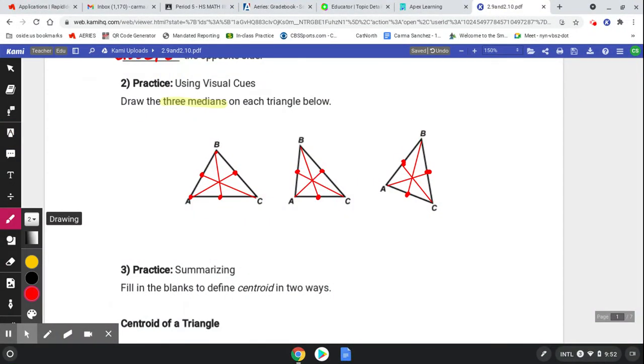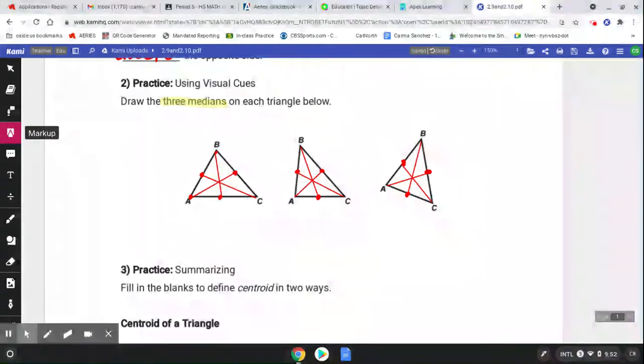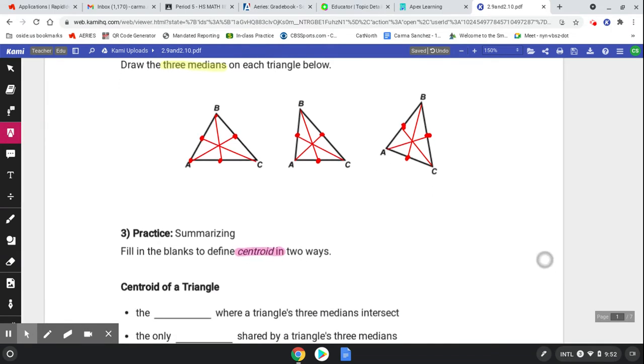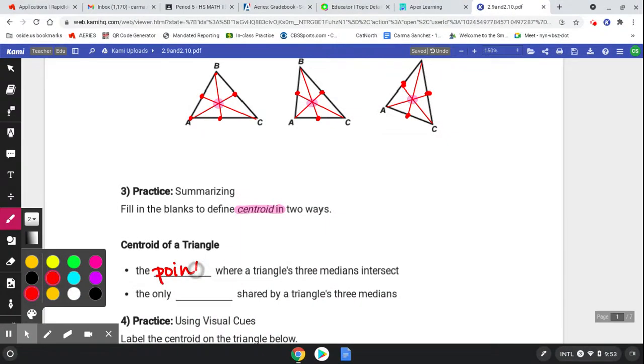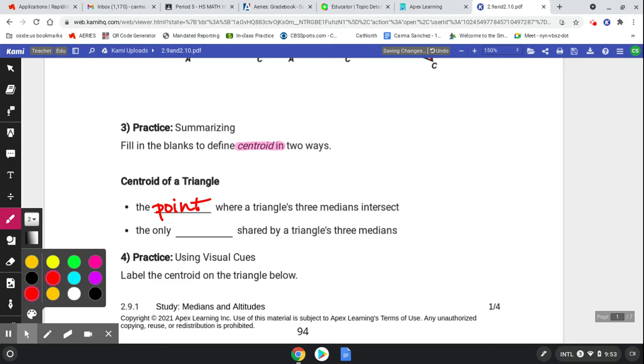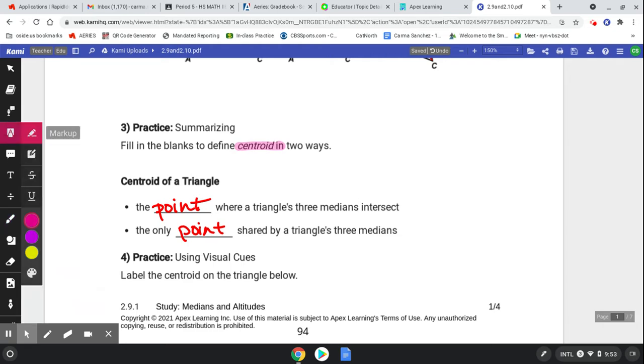Okay, let's look at this next definition. The next definition is a centroid. What is a centroid? It is this center point that we just saw on all 3 triangles where those medians intersected. So we could say it is the point where a triangle's 3 medians intersect, and it's the only point that is shared by the triangle's 3 medians. This is the definition of centroid, our second word of vocabulary for this section.